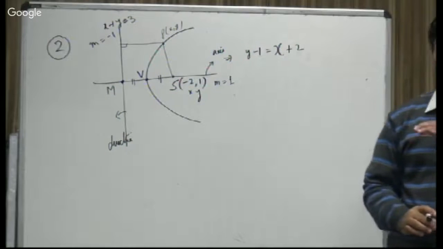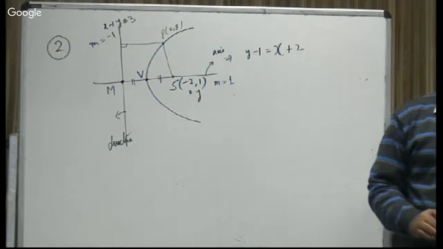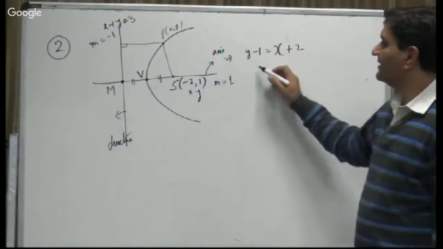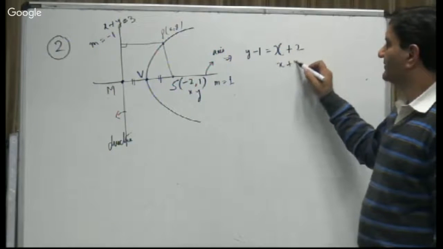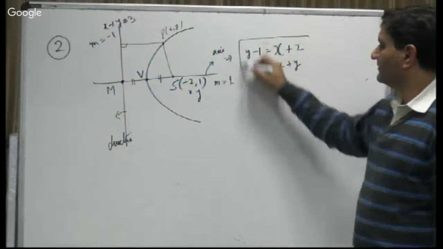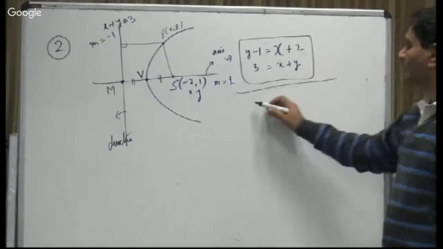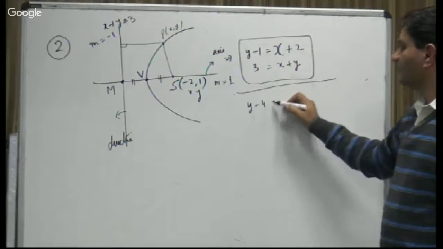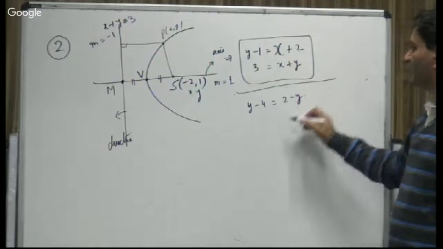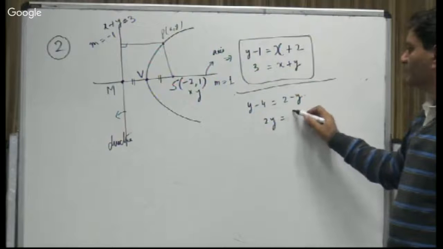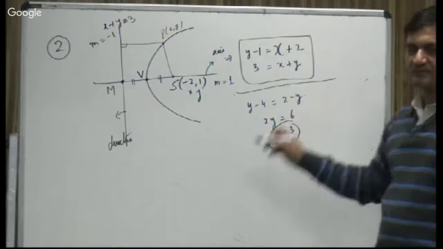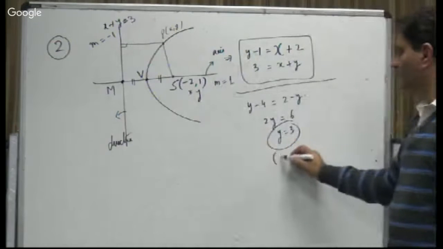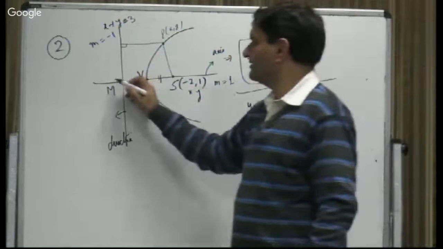Now you know the equation of the axis, and you know the equation of the directrix. Solve them. Their point of intersection will give you M. x plus y equal to 3, you can write it like this. Now solving these two, you just add or subtract. y minus 4 is equal to 2 minus y, so 2y is equal to 6, y equal to 3. Now when y is equal to 3, what is x? x plus y is 3, so x is 0. So we get the coordinates of this point as (0, 3).